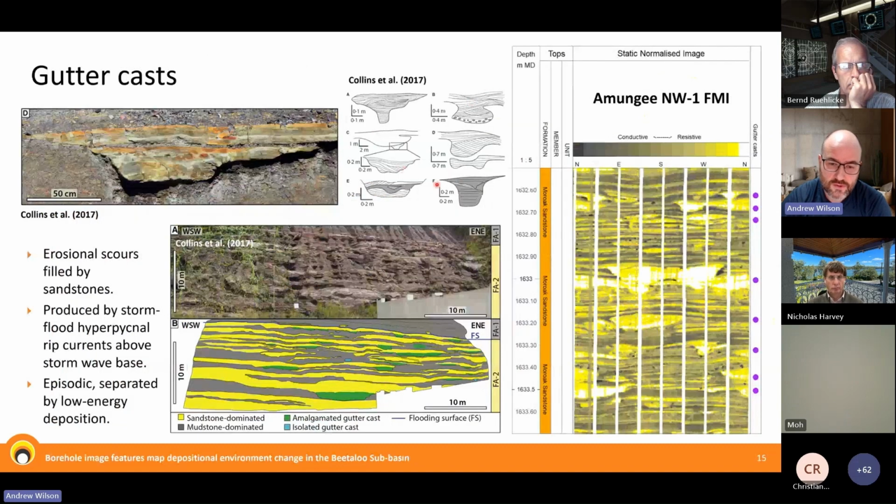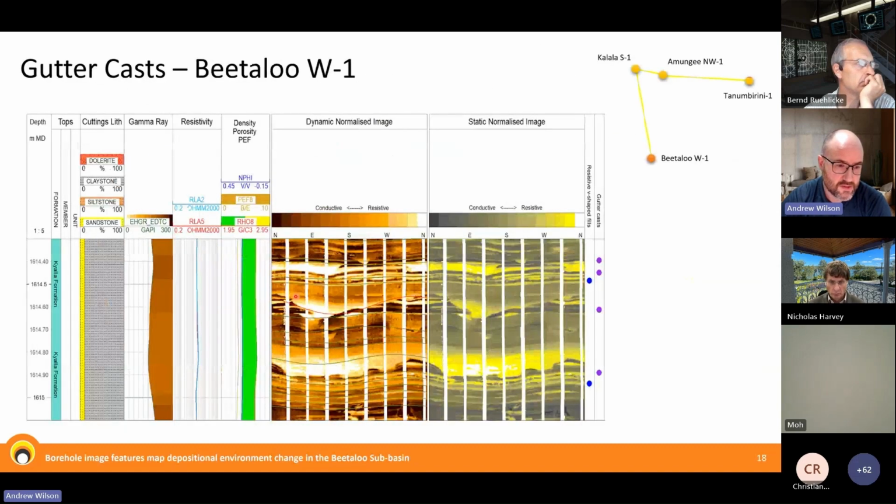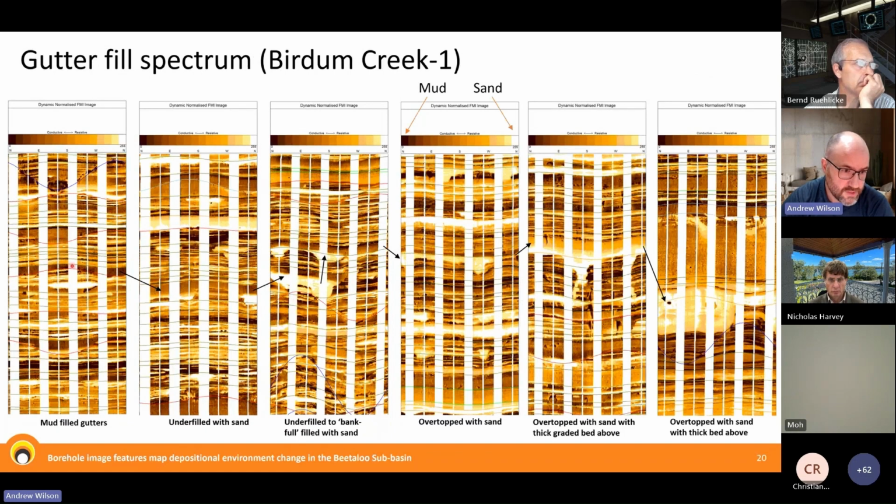This whole range of fills that was documented at outcrop, we can see in the Beetaloo Basin, from mud-filled scours, essentially, through to underfilled with sand. You can see here it's not quite got to the top of that incision, to underfilled to bankfull. So you can see that this sand has filled almost to the top and then to the top here, to overtopping, forming a larger sheet sand with graded fill. And here's one of those really odd undercutting type gutters. And then compound and large attached sheets. So we've got the full spectrum.